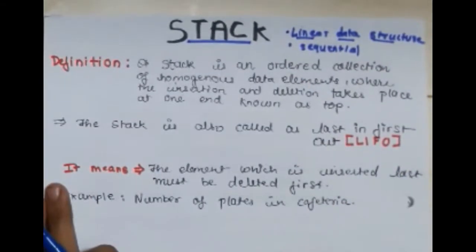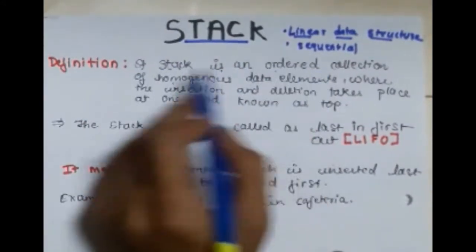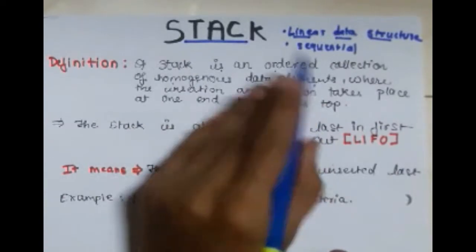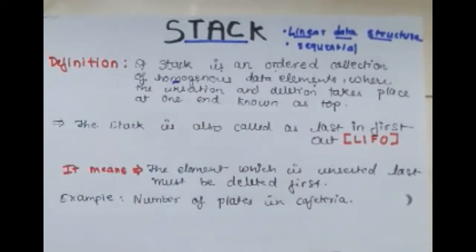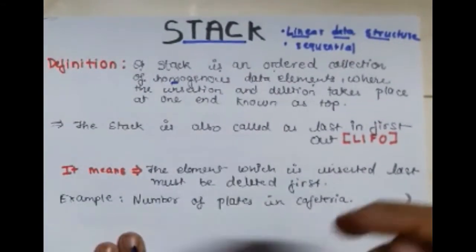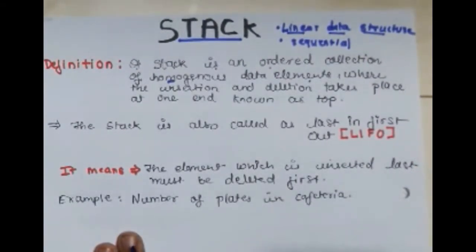Now the definition of stack. A stack is an ordered collection of homogeneous data elements. Now what is the meaning of homogeneous? If we have created a stack for integer, then only integer elements will be stored into the stack. And if we have created a stack for character, then only character elements can be stored into the stack.